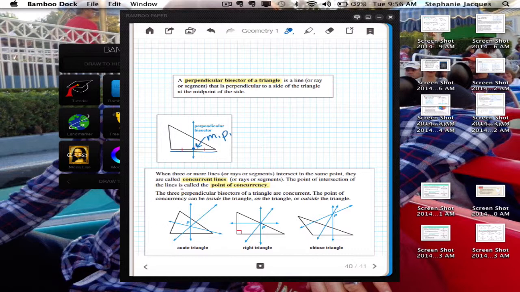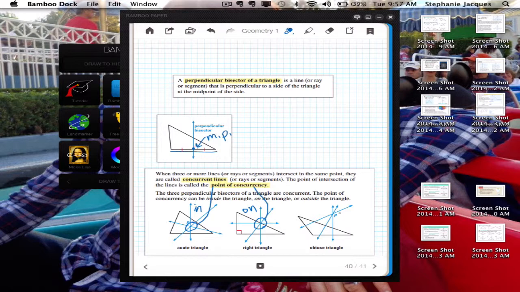The point of intersection of the lines is called the point of concurrency. The three perpendicular bisectors of a triangle are concurrent. The point of concurrency can be inside the triangle, on the triangle, or outside the triangle. So, for example, here are concurrent lines in the triangle, and this is the point of concurrency right there. These lines are concurrent right on the triangle. And here is that point of concurrency.